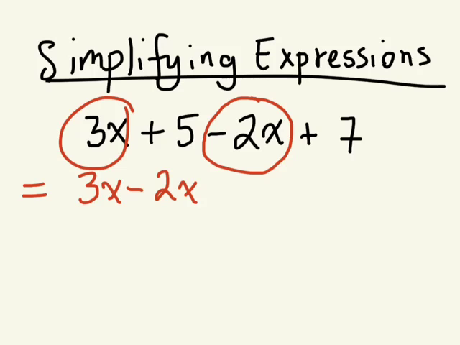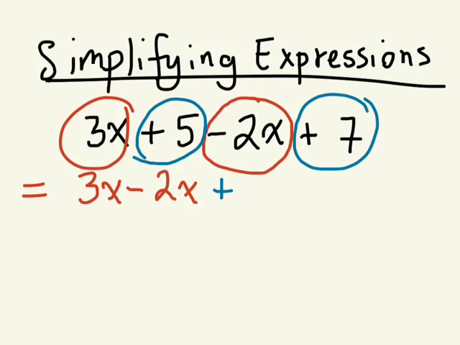Sylvia? 5 and 7. 5, positive 5, and positive 7, because they are just numbers by themselves, which is called a constant term. Remember that? So then we can take plus 5 and plus 7. We've grouped them together. Now I can add or subtract.